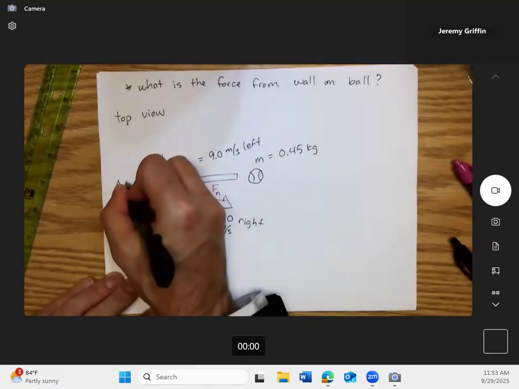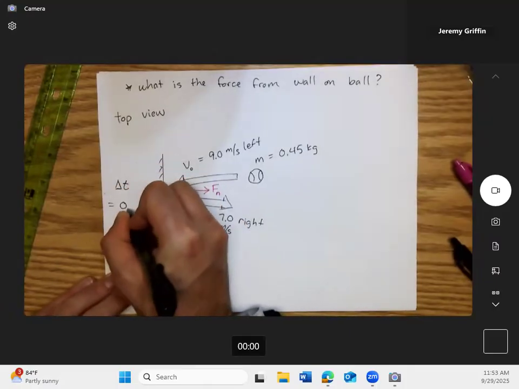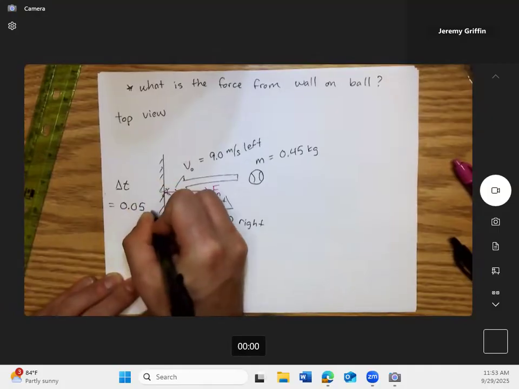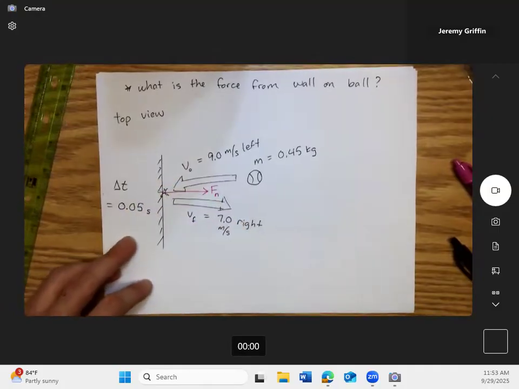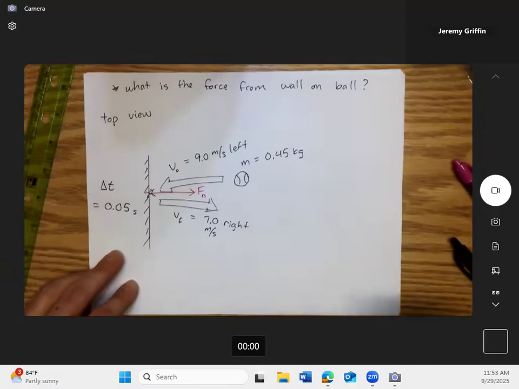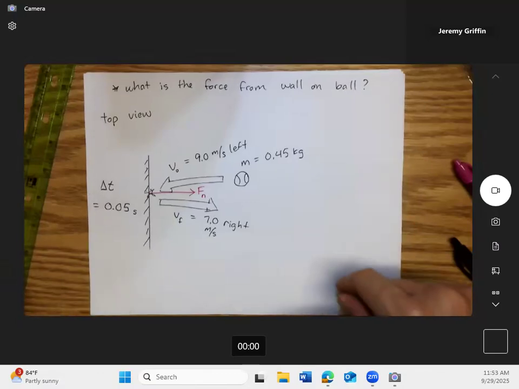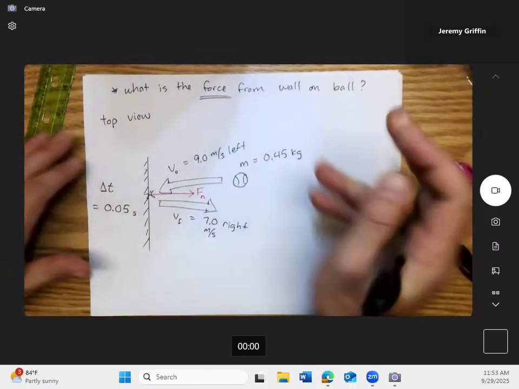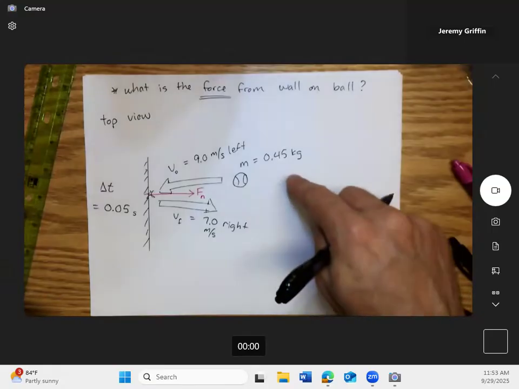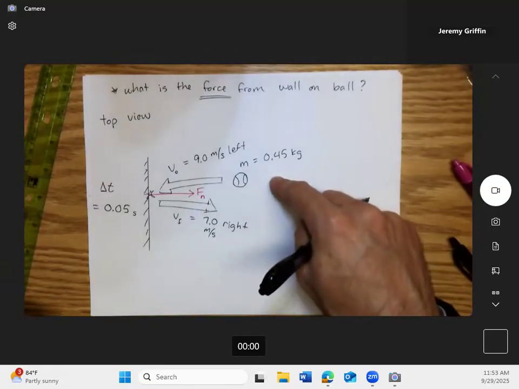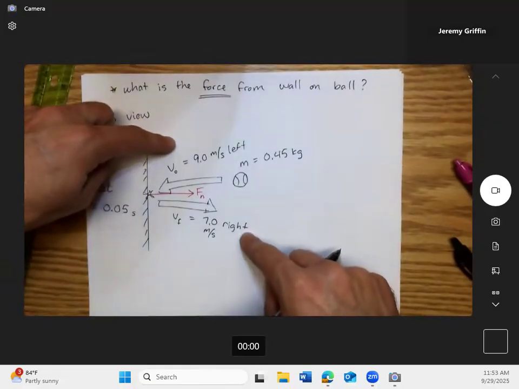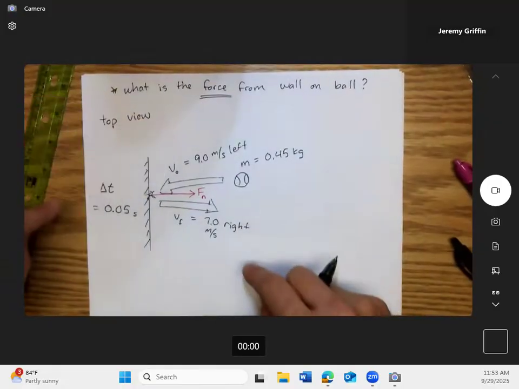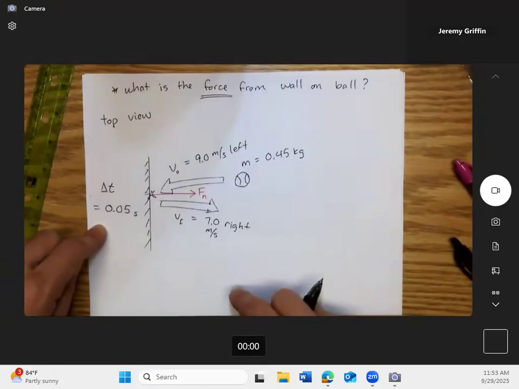So let's say the time interval of that collision is 0.05 seconds. I think that could be realistic, right? A fraction of a second, something like that. All right, you guys good? So the question is, what's the force? I told you the mass in question. I told you something about velocities, that you can find a change in velocity. And I told you the time interval this all happens in.